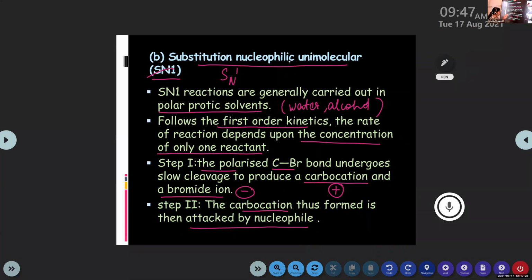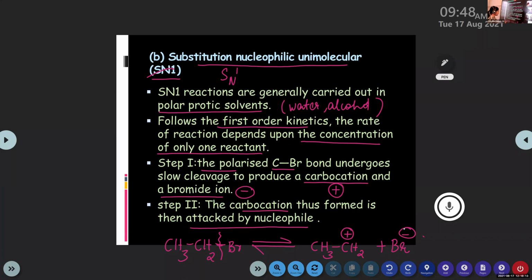The first step: the polarized C-Br bond undergoes slow cleavage to produce a carbocation and a bromide ion. When you write this example, CH3CH2Br, this is an example of a haloalkane, right? In step 1, this bond breaks and it becomes CH3CH2 with a plus charge, a carbocation, plus Br minus. It will be formed. This is the first step. I will give you the exact example in the next slide.